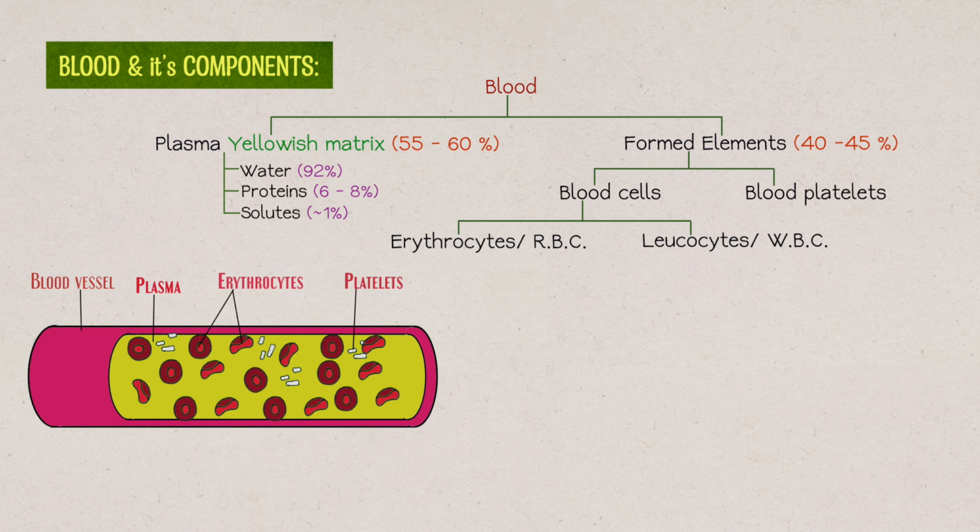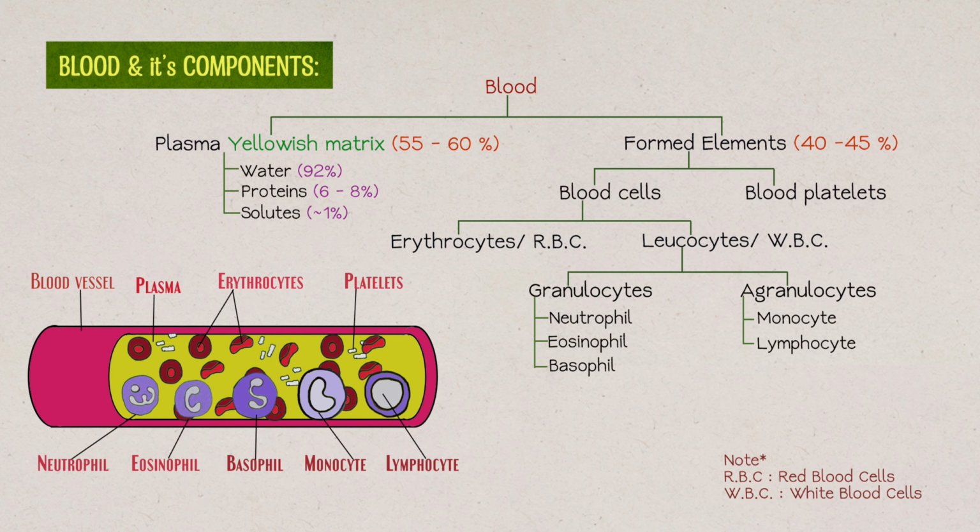Blood cells are further divided into erythrocytes, also known as red blood cells, and leucocytes, known as white blood cells. Leucocytes contain granulocytes, which contain granules, and agranulocytes, which don't have granules. A few granulocytes that we will discuss are neutrophils, eosinophils, and basophils. The agranulocytes we will discuss are lymphocytes and monocytes.